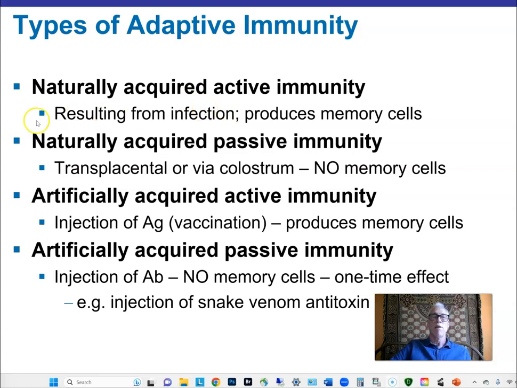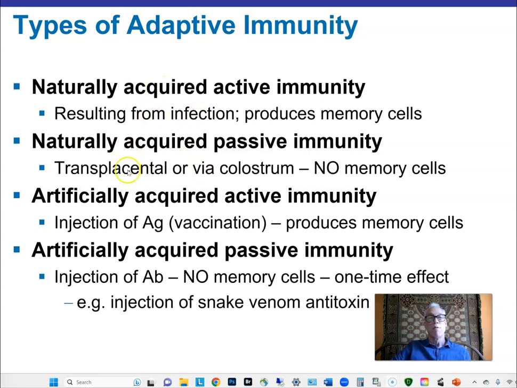Passive immunity, on the other hand, is when you acquire antibodies by themselves. Instead of an antigen coming into your body, you just receive some antibodies from somewhere. That happens on a natural basis across the placenta. The fetus receives antibodies from the maternal circulation. That's called passive immunity. Those antibodies still work.